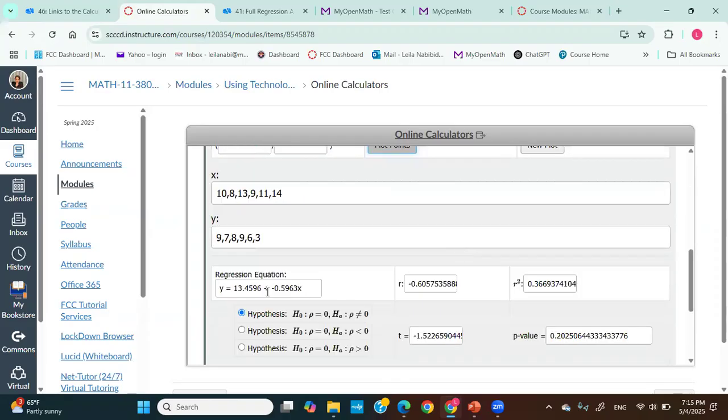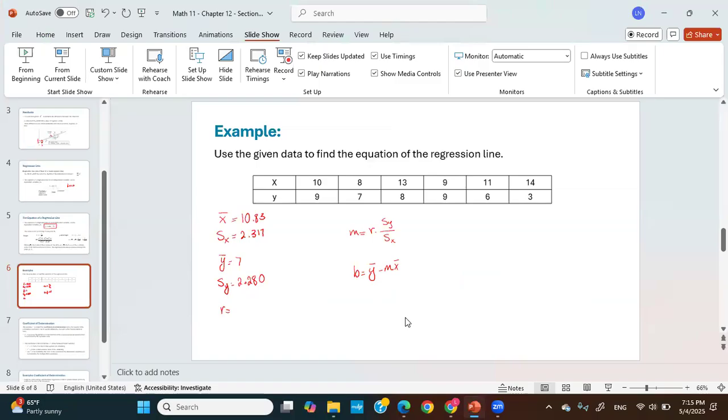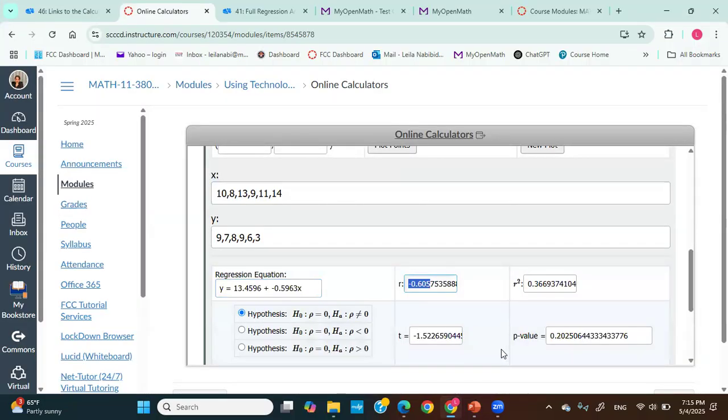And it also gives you the equation of the regression line, which means you don't have to calculate it manually. But if you want to calculate it, you can also use R with the other information that I gave to you, and then put it in the formula and find the slope and y-intercept. If you have any hypothesis test that we explained in 12.2, you can also use this t-value and this p-value for the purpose of your hypothesis test.